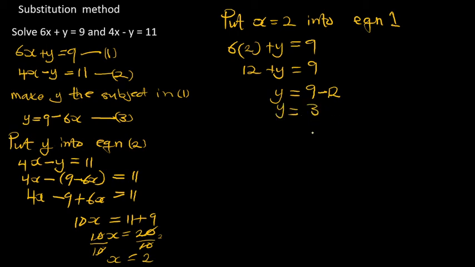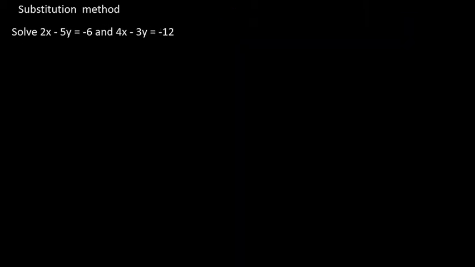So that's another example of the substitution method, and that's really simple. So you can pause the video and try this one out: 2x minus 5y equals minus 6, and then 4x minus 3y equals minus 12. Feel free to pause the video and try.